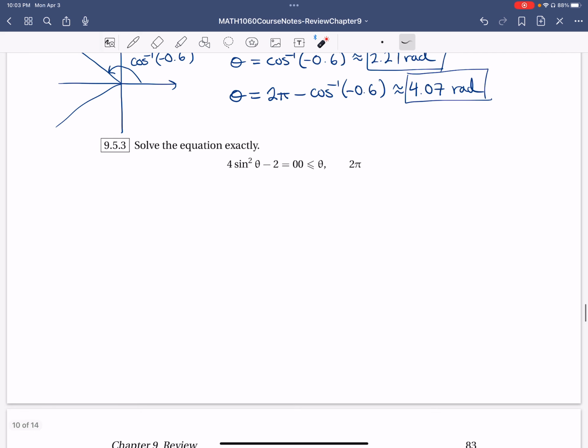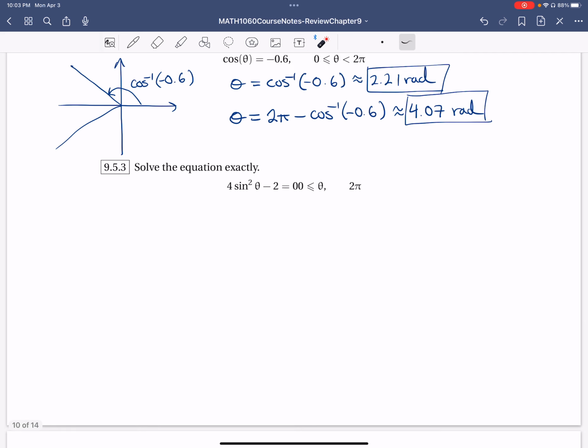Okay, so this next one says to solve the equation exactly. Looks like I have a little typo here. Let me see if I can figure out what I did. Strangely, I think what I want is 4 sine squared of theta minus 2 is equal to 0. Scratch all this stuff. And it was supposed to say that 0 is less than or equal to theta less than 2 pi. So let's edit it like that. I'll write a typo here so I can fix that in my notes. Okay, so this is what we're working with.